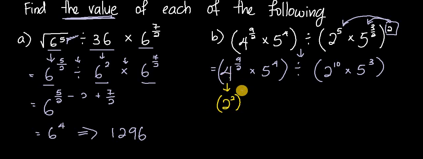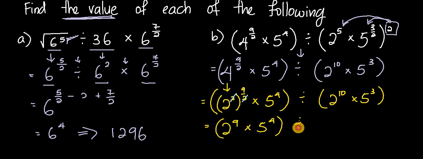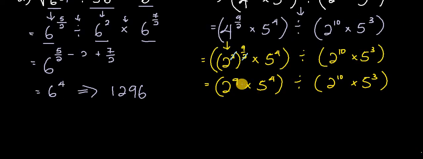So 2 power 2, I get 4, and this is 9 over 2 times 5 power 4, and this is divide with 2 power 10 times 5 power 3. So here I can just simplify this, and I would now get 2 power 9 times 5 power 4 divide with 2 power 10 times 5 power 3. Yeah, now it looks much better.